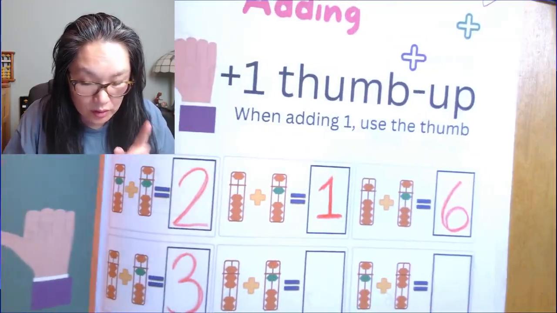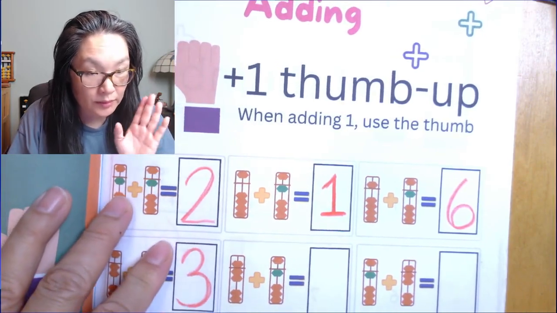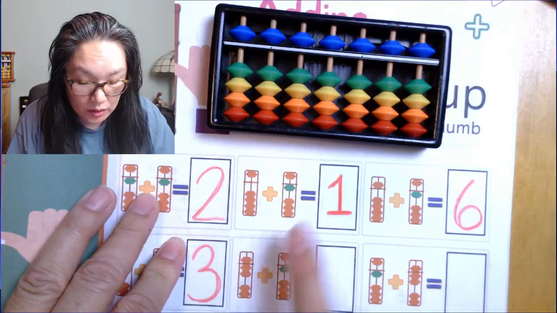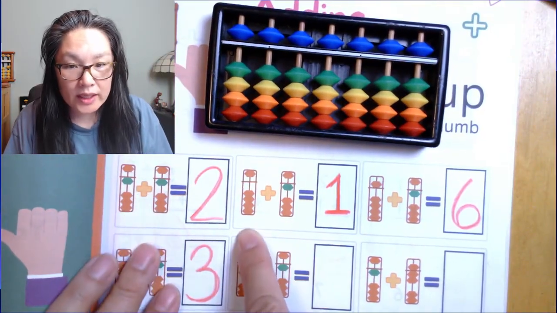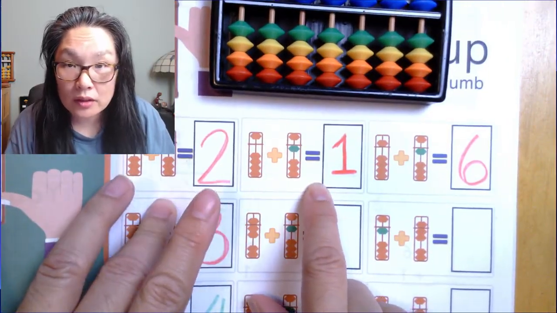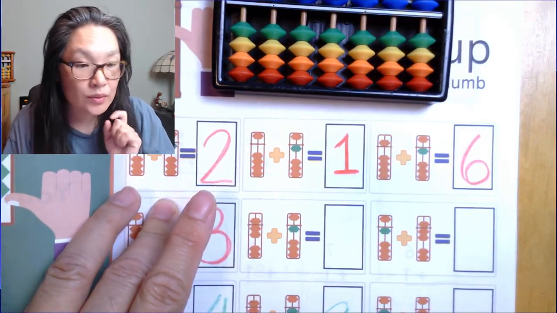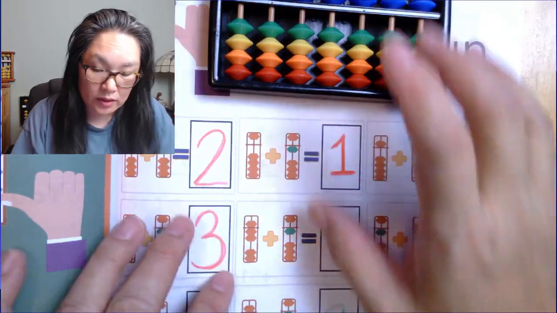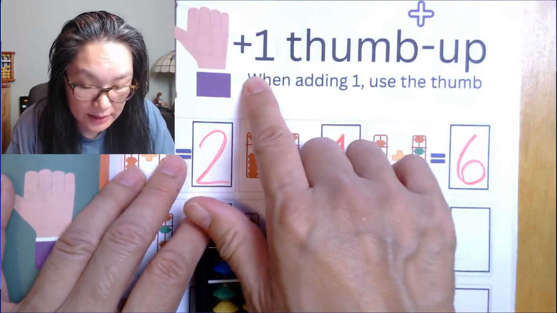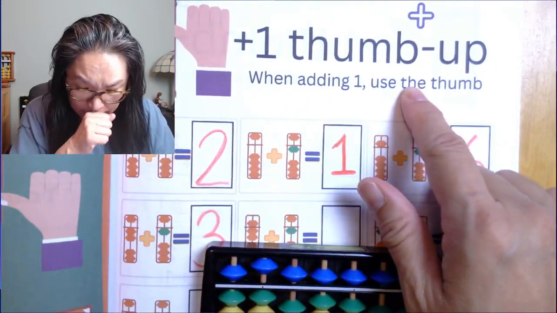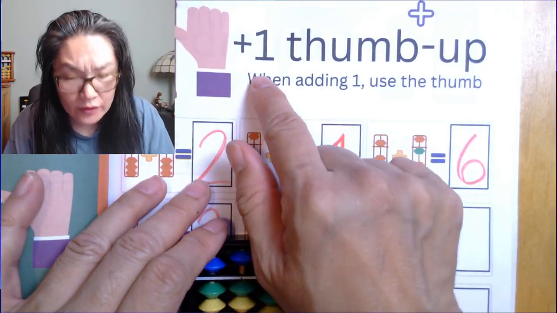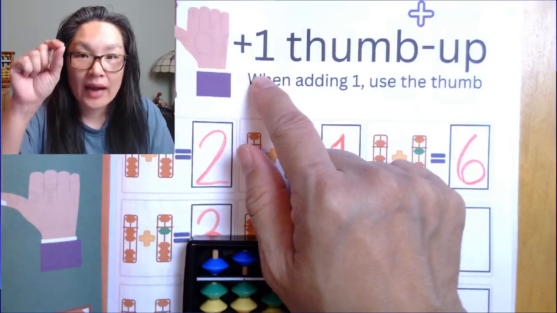But in school, and correct me if I'm wrong, Kat, in school, in the younger grades, we teach the kids to focus on the result. But in abacus, we don't focus on the result. What we focus on is the add-in. We need to focus on the number that we're adding to.